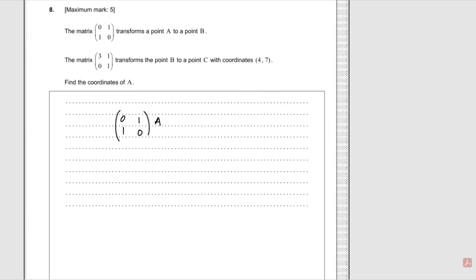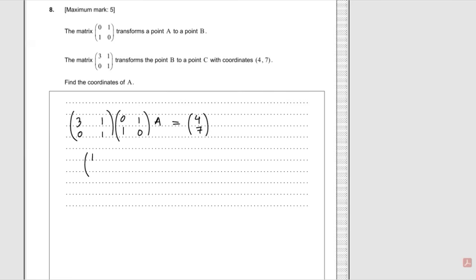This whole thing becomes B. Then another matrix is being applied, which is (3 0; 1 1), and that transforms this to C. Now we've got the coordinates of C. We can write it as a column vector, or you can say a column matrix, (4, 7). So let's do the product. You can either use your GDC to get the matrix product. You know how to do that. But since it's a 2 by 2 matrix, I'm just going to do it manually anyway.